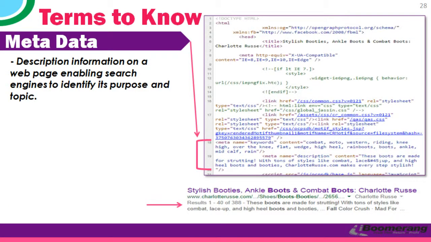The next term you need to know is metadata. This is the information on the back end of a website that tells the search engine spiders what the website is about. This information is also displayed in the search engine results. In the example above, you can see the meta description appears as the description in the search results.